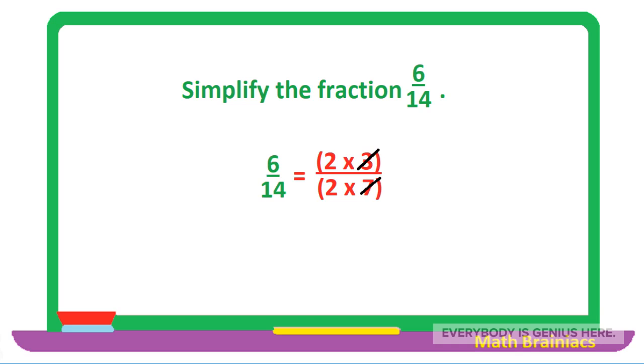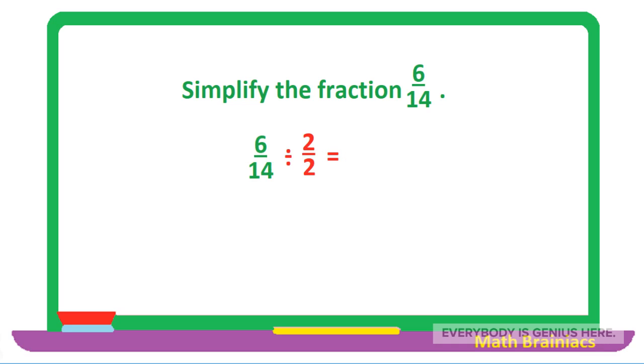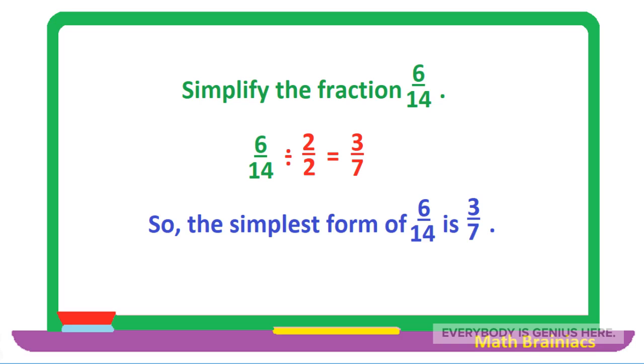Accordingly, number 2 is the same on both factors. So we are going to cancel out the 3 and the 7. And we are going to divide 6 all over 14 by 2 over 2. Therefore, 6 divided by 2 is 3, and 14 divided by 2 is 7. So, the simplest form of 6 all over 14 is 3 over 7.